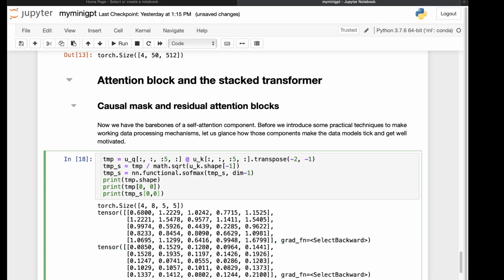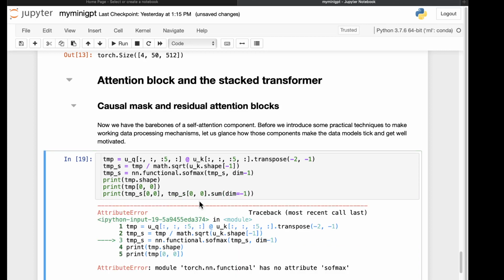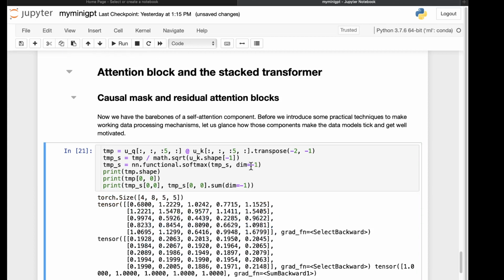Do I need to check? Maybe. And the dimension, let's be -1. Okay, what the heck? Oh, softmax typo. Dimension isn't defined. Okay. See, each row of this matrix will sum to 1.